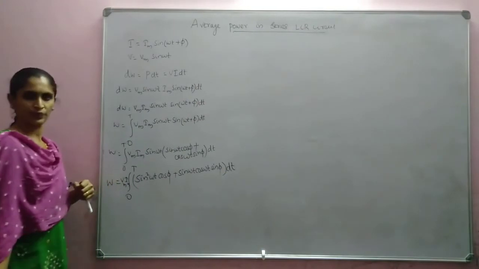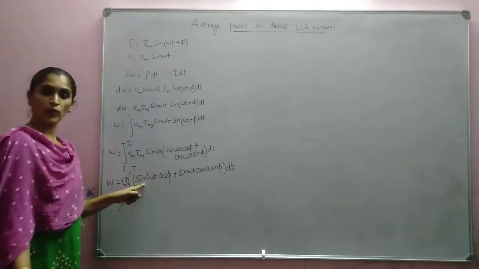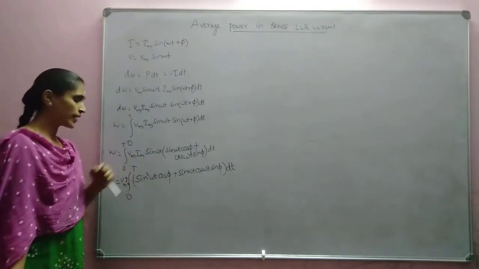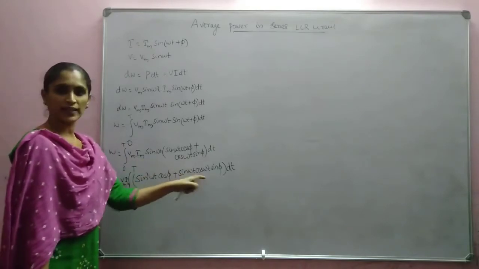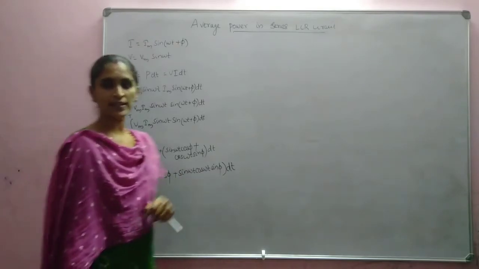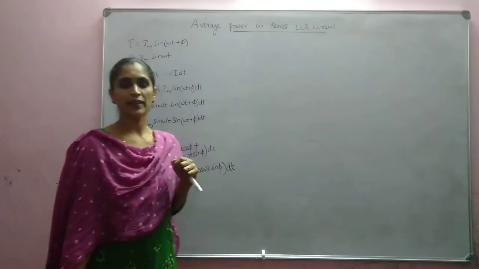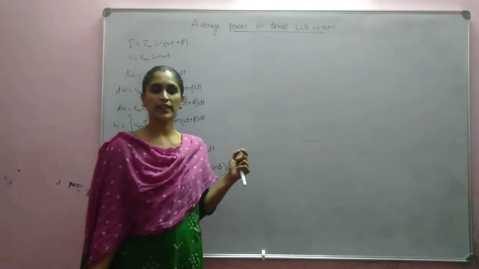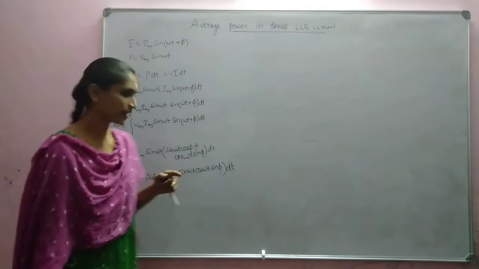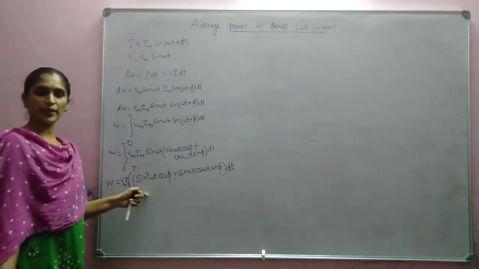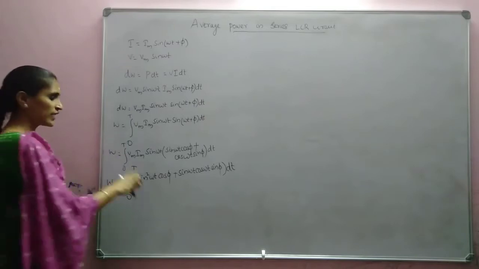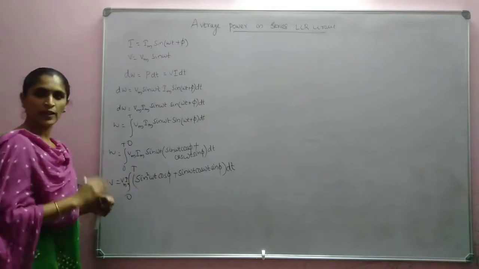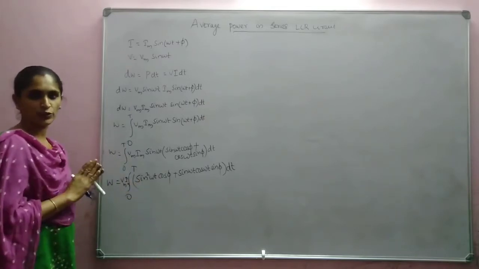Okay. Now sin square theta can be written as 1 minus cos 2 theta by 2. Same way sin omega t cos omega t can be written as sin 2 omega t by 2. How? Sin 2 theta can be written as 2 sin theta cos theta. Again sin square theta can be written as 1 minus cos 2 theta by 2. Why we are doing this? We cannot integrate like this directly. That's why we are converting it into that form.